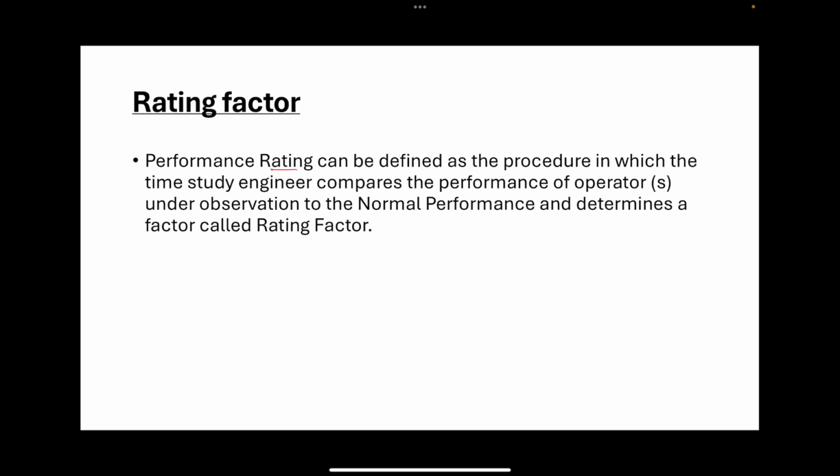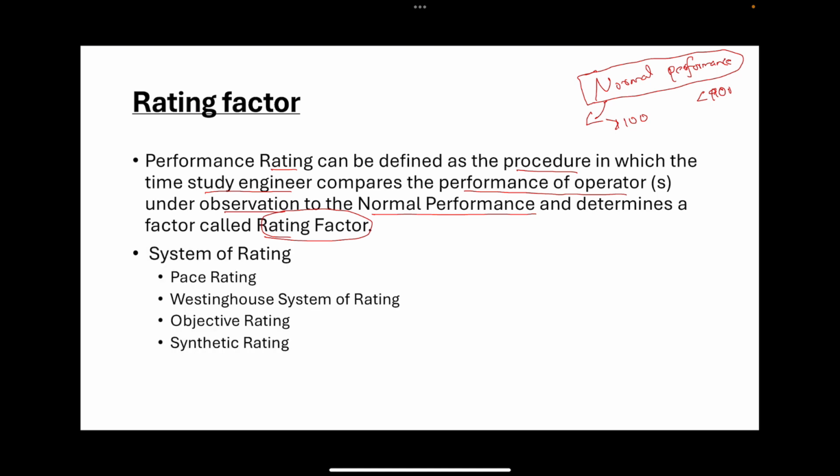Performance rating can be defined as the procedure in which the time study engineer compares the performance of the operator under observation to the normal performance and determines a factor called the rating factor. So we have seen what a normal performance is, and the time study man can determine the rating factor by comparing the performance of the operator under study to the normal performance. If he is performing better than the normal performance, the rating factor will be greater than 100. Otherwise, it will be less than 100. There are several methods for fixing the rating factor. One is base rating, then the Westinghouse system of rating, then objective rating, and then synthetic rating.